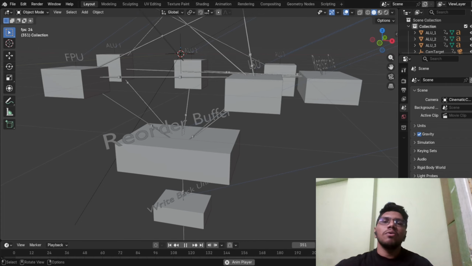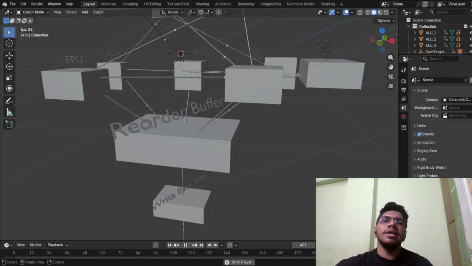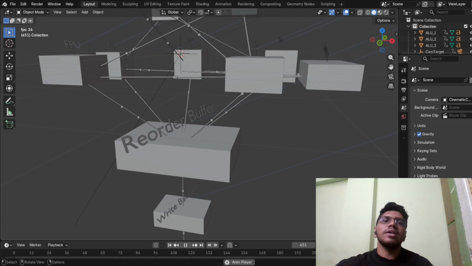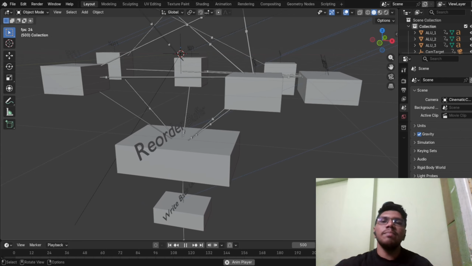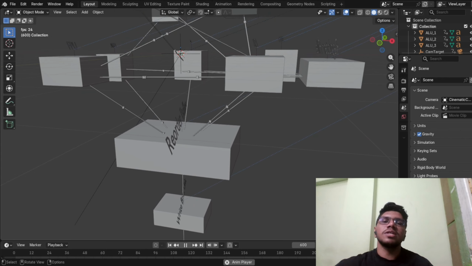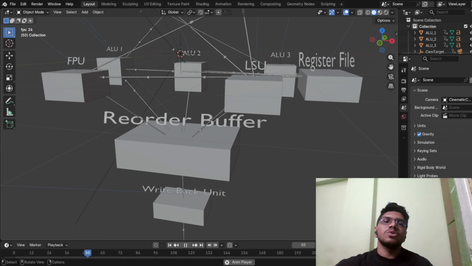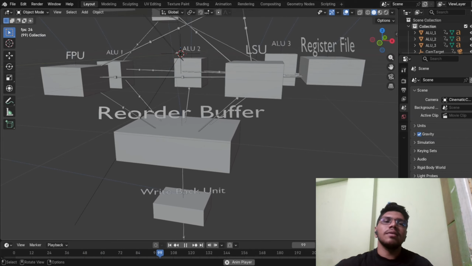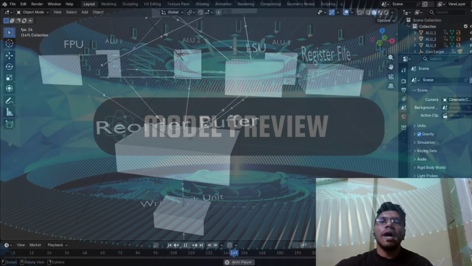To conclude, what you are seeing is the incredibly chaotic, out of order, highly parallel execution of a modern superscalar processor, elegantly sorted back into perfect sequential order by the ROB.